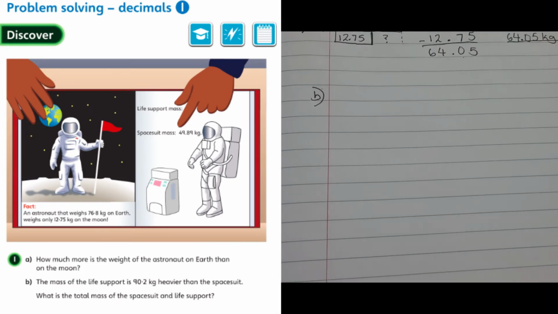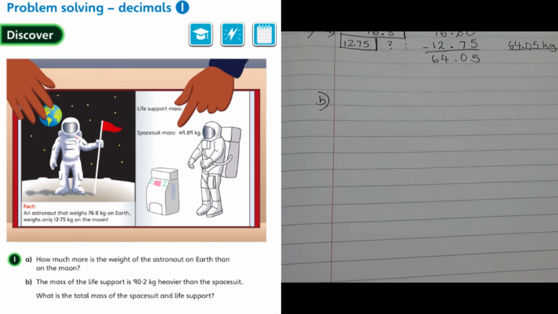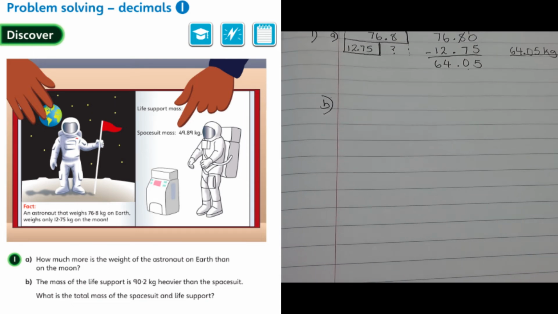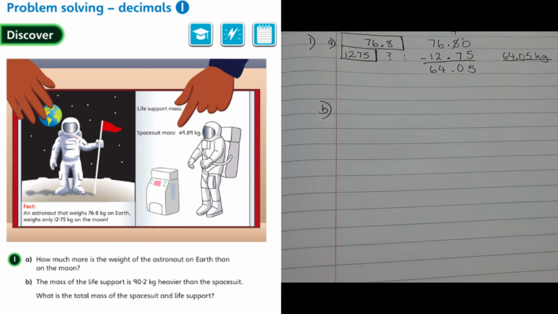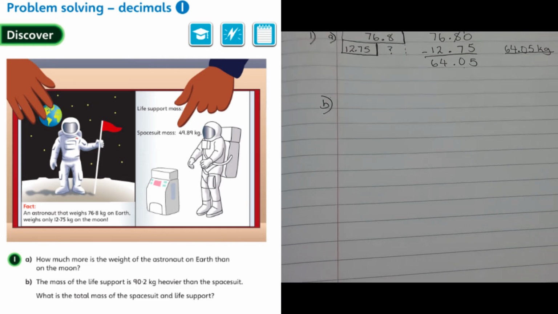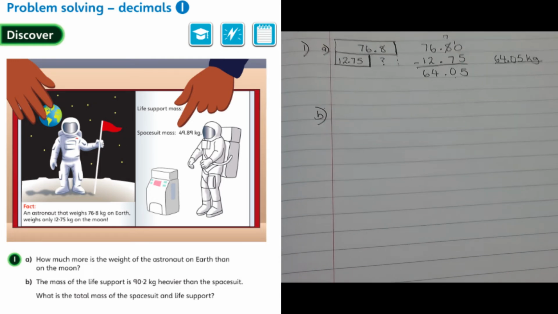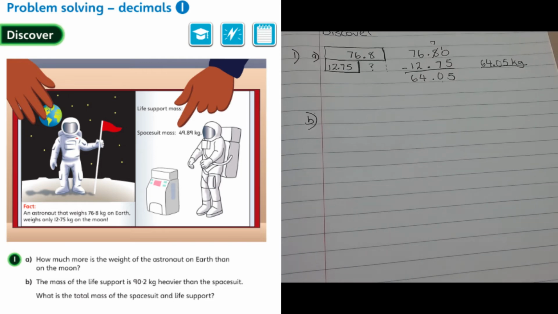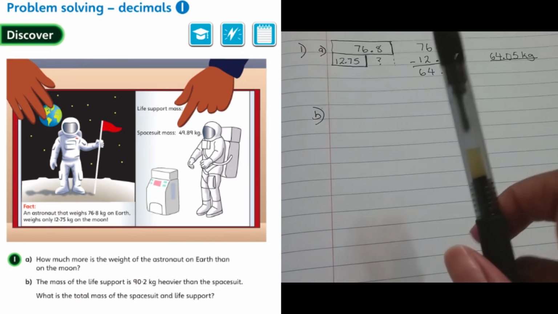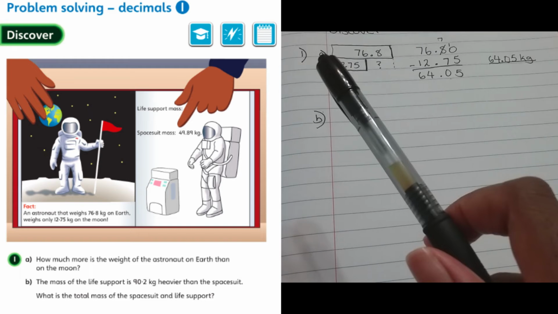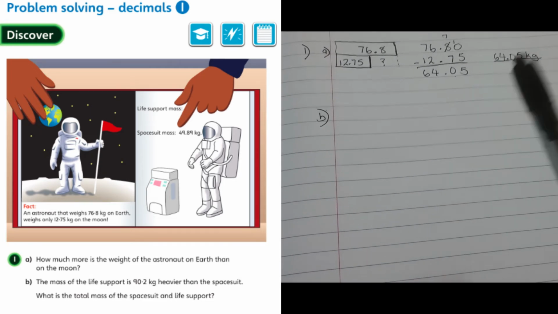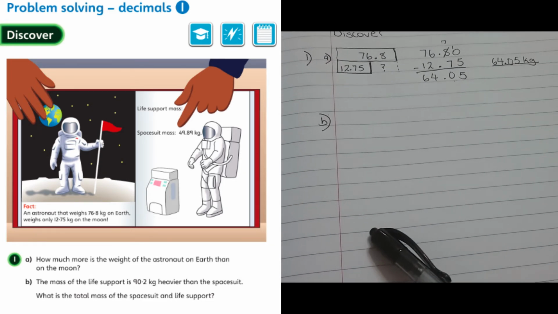Now on to the B question. The mass of the life support is 90.2 kilograms heavier than the spacesuit. What is the total mass of the spacesuit and life support? I am sensing a two-part question. The first thing I'm going to have to do is find the mass of the life support, because remember, his hand is covering that, so I have to work it out. Then when I've found it, I need to find the total mass of the life support and the spacesuit.